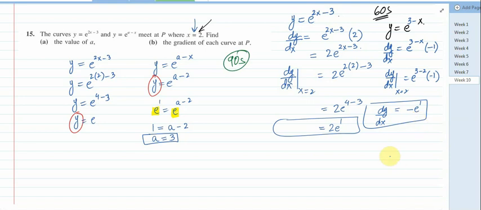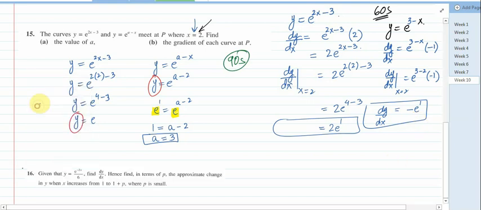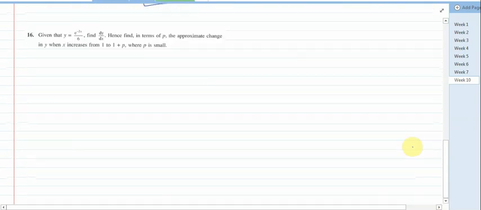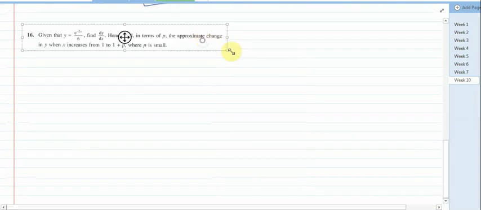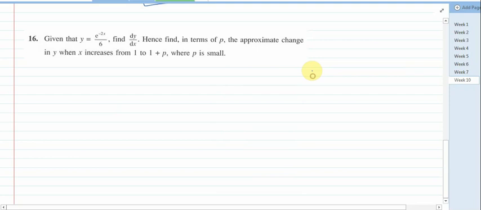After that, moving on to the next question, that is question number 16 from the same exercise 19.1, and in this question it asks about approximate change, which we had discussed already in chapter number 16. It says that given that y = e^(minus 2x) divided by 6, find dy/dx. Alright, that is your first part, to find out the derivative. For the differentiation part, you have a time of 60 seconds.